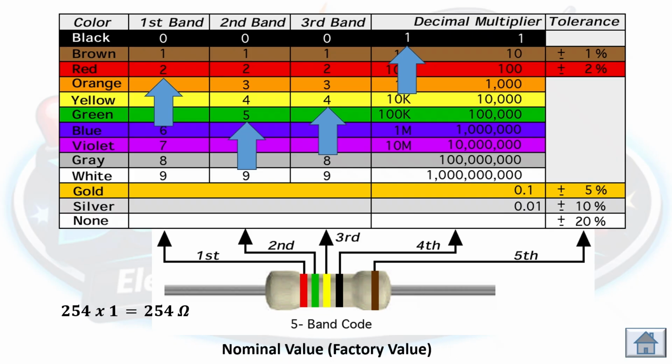As for the tolerance, we take a look at the last color, which is a brown, as you can see right here. According to the tolerance column on the table, that's plus minus 1%. So we now have the tolerance for the resistor shown on screen, which is plus minus 1%, and the nominal value as 254 ohms. Let's have another example for the 5-band resistor.